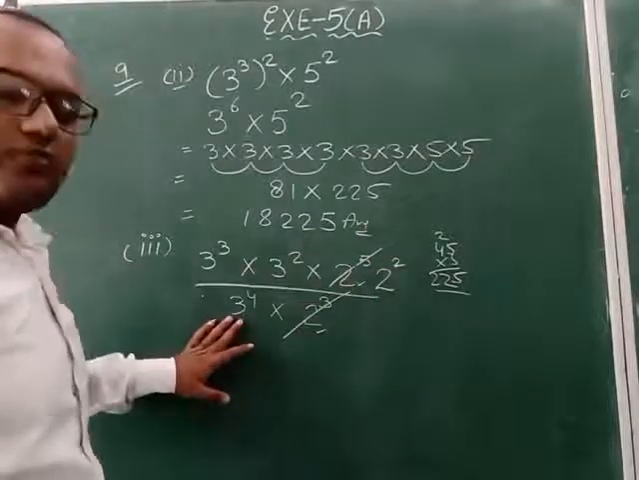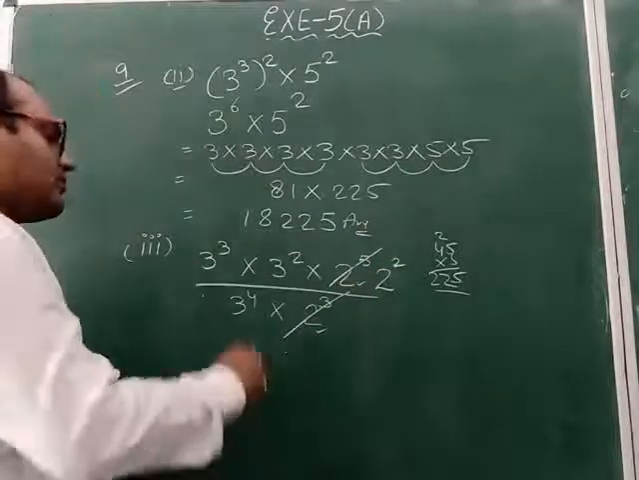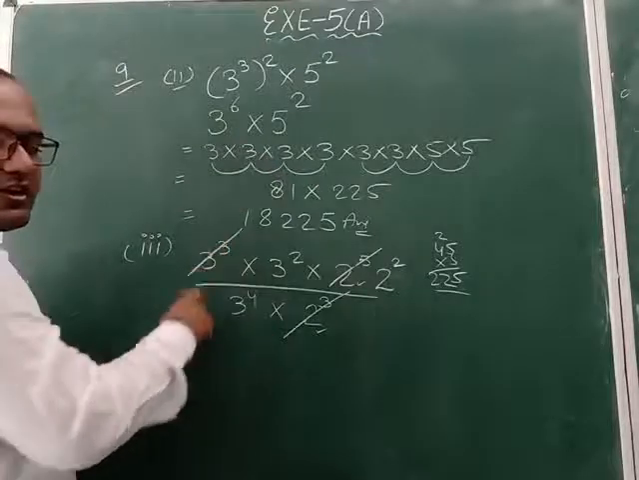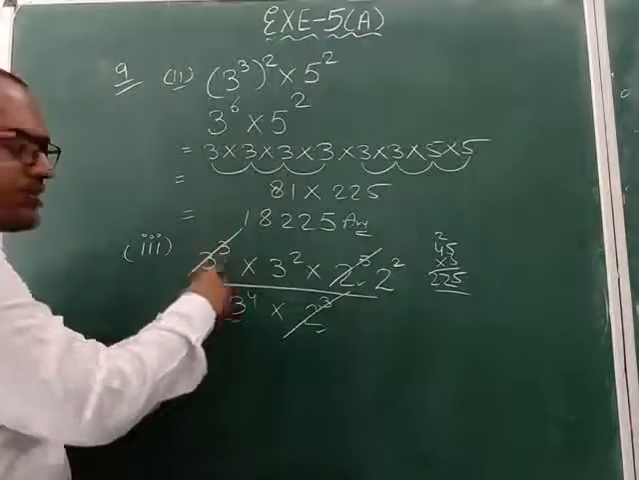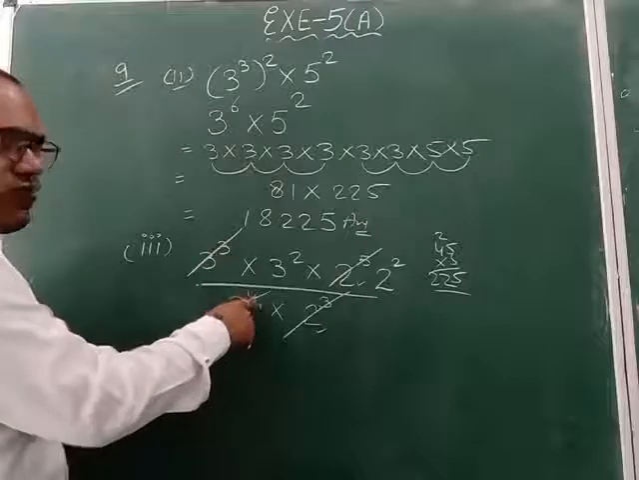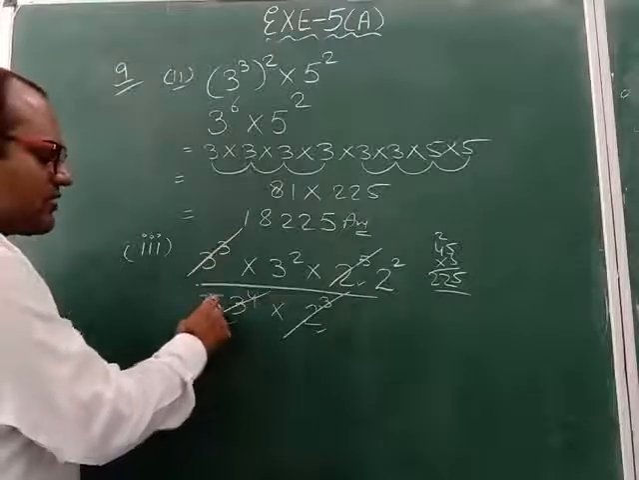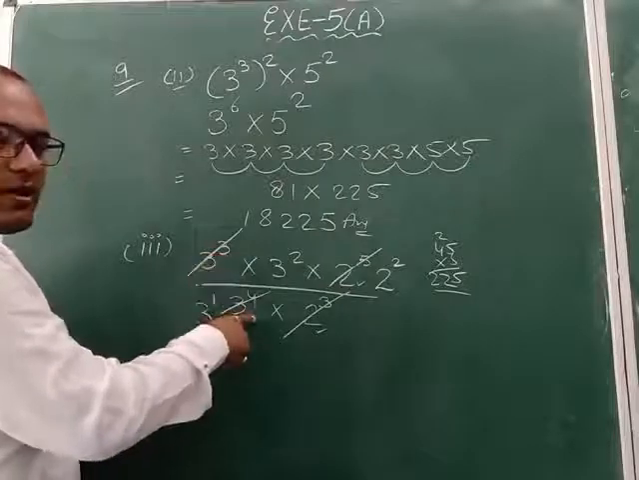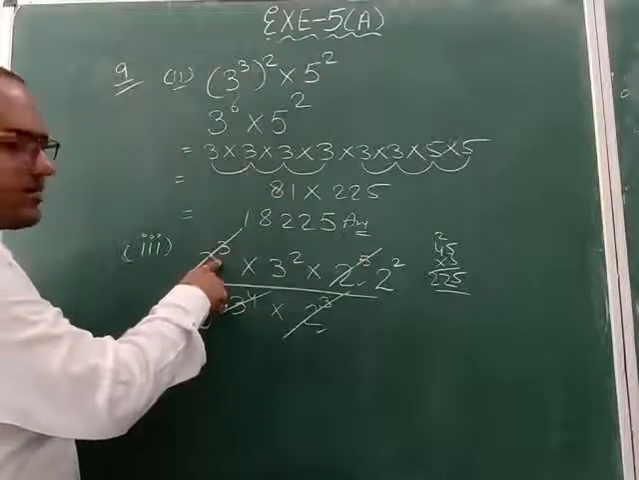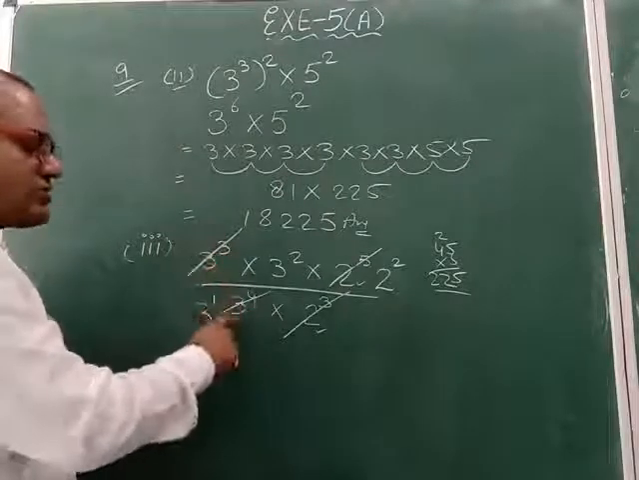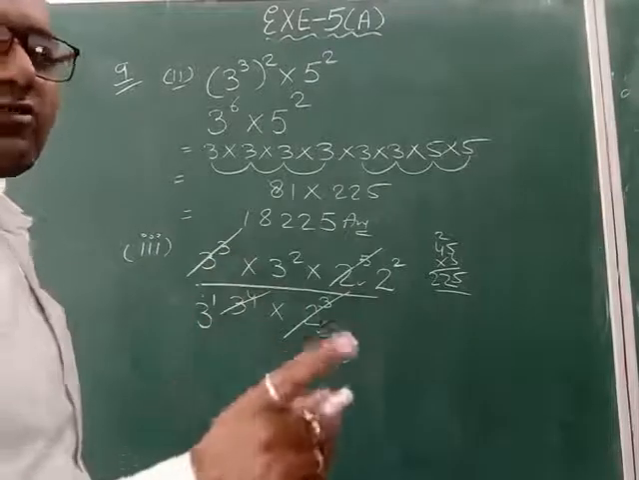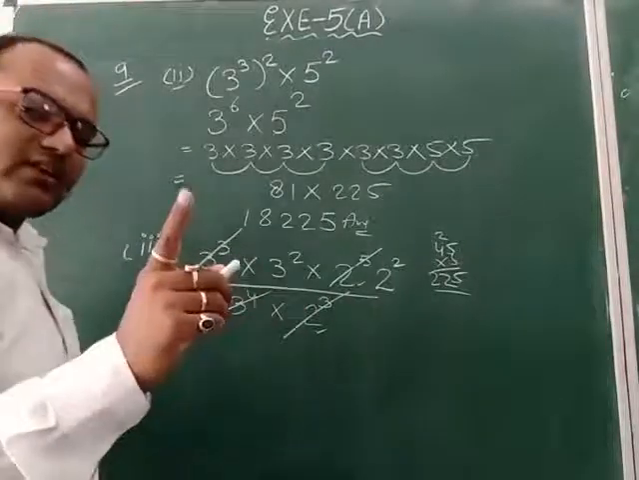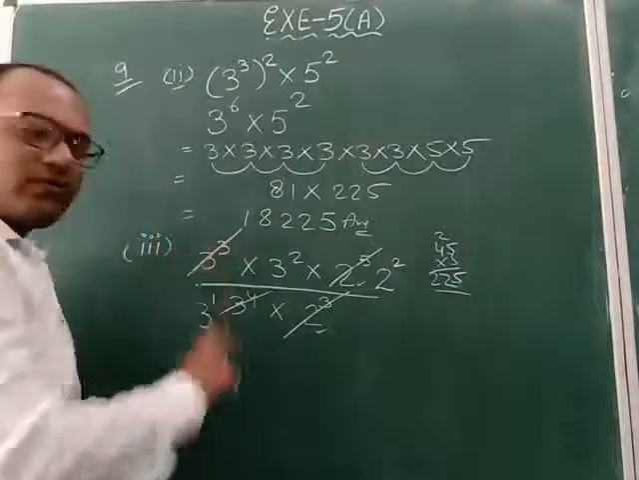3 raised to the power 4 is there. This is 3 raised to the power 3. That means 3 is coming 3 times here and 4 times there, so one 3 will remain. Upside 3 times 3 will be cancelled, downside also 3 times 3 we have to cancel. But 4 are there, so one 3 will remain. So we will write 3 raised to the power 1.